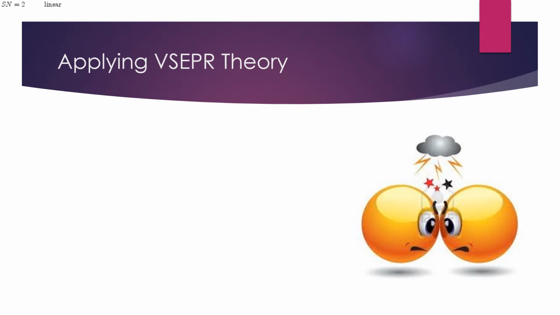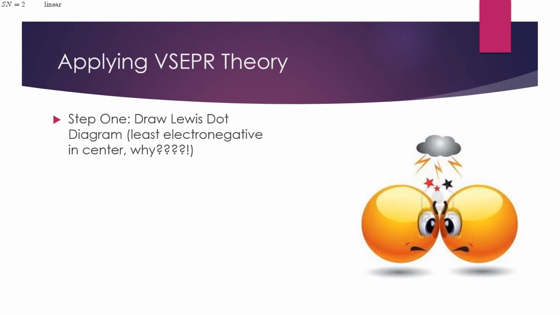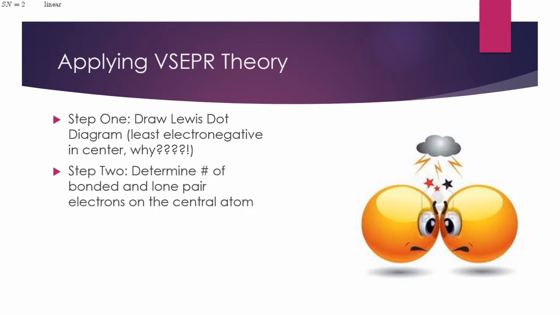Applying the VSEPR theory. Step 1. We must draw the Lewis dot diagram of each of the elements in the molecule, with the least electronegative in the center. Why is that? The least electronegative element has the tendency to let go of its electrons. They share them. Whereas the one that has high electronegativity, that nucleus wants to attract those shared electrons closer to it, so it would be considered a terminal atom. So the least electronegative in the center, to recap.